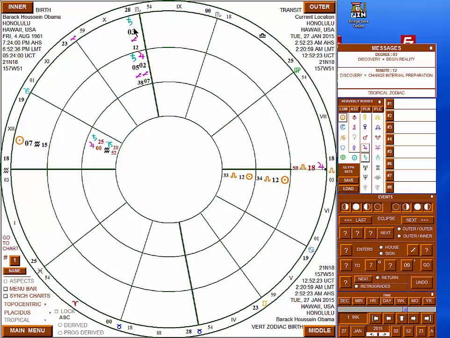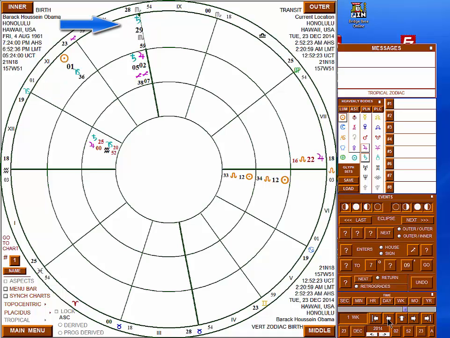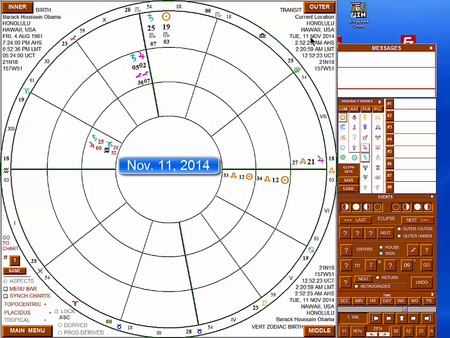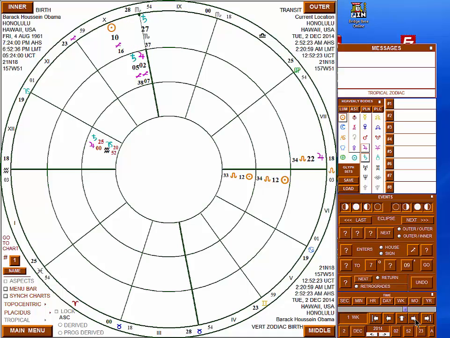Let's go back in time, one week at a time, right down here. I stipulate one week at a time, and I go back in time quickly, and notice that Saturn is going back into the 9th house. And that's good enough. So we are now back in 2014, November the 11th. Let us go forward one week at a time to find out when Saturn, for the first time, crosses into the 10th house.